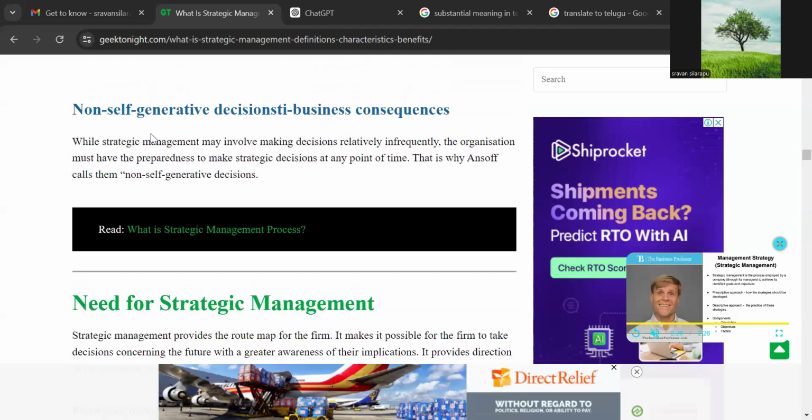Next, non-self-generative decisions. While strategic management may involve making decisions relatively infrequently, the organization must be prepared to make strategic decisions at any point of time. As the organization and situations change, decisions can arise quickly. That is why Ansoff calls them non-self-generative decisions. Sometimes direct decisions are not taken.